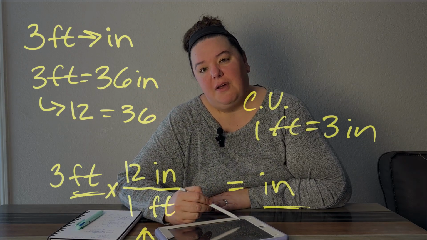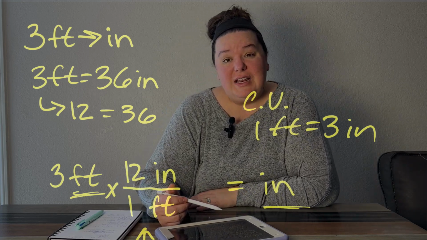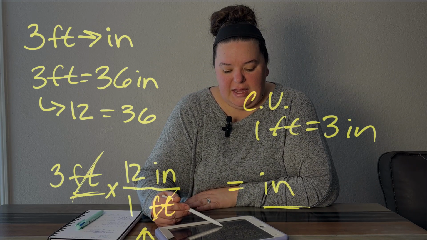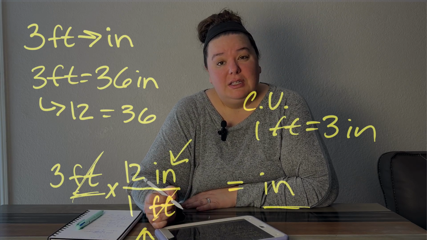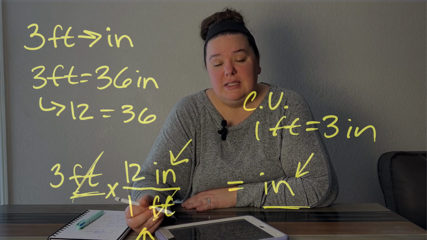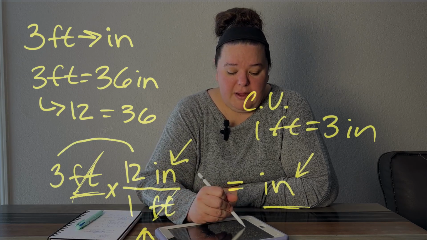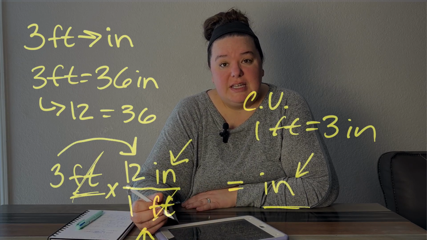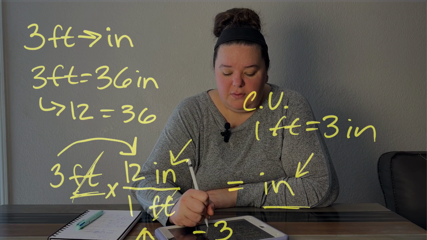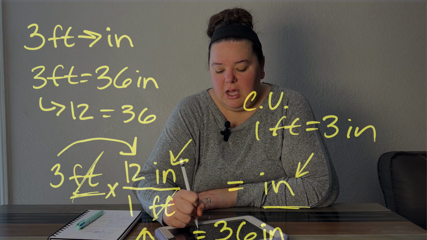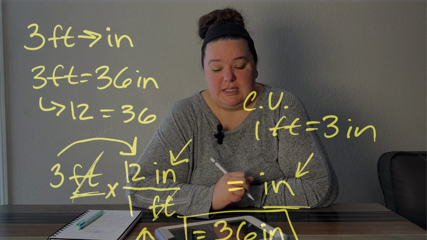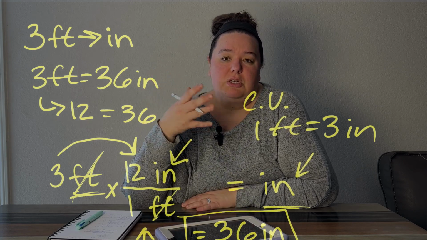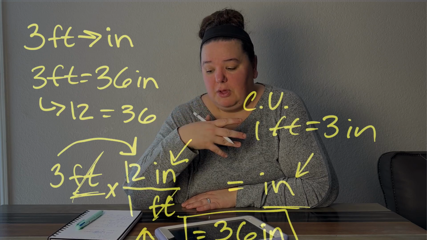Now, because we have feet in the numerator and feet in the denominator, they cancel out. And now we're left with inches on the left side of the equal sign, as well as inches on the right. So all we have to do now is the arithmetic. 3 times 12 is equal to 36. Our labels are the same on both sides, and our answer is 36. So this is using dimensional analysis in a problem that you should be familiar with.